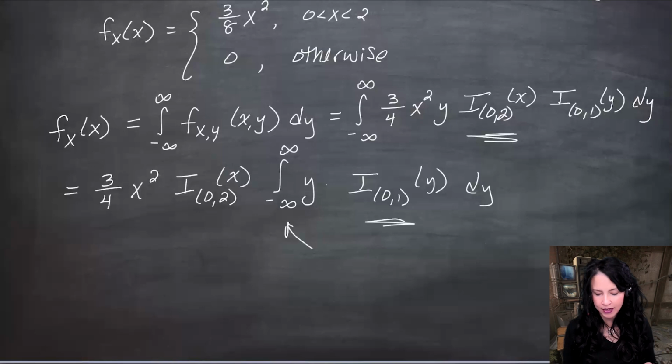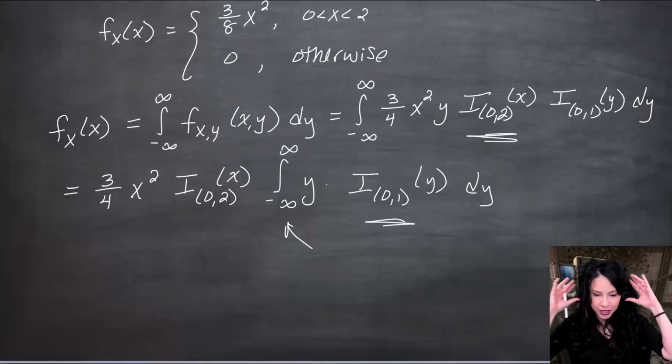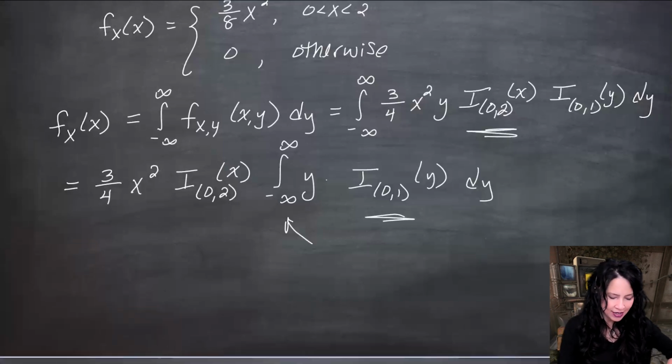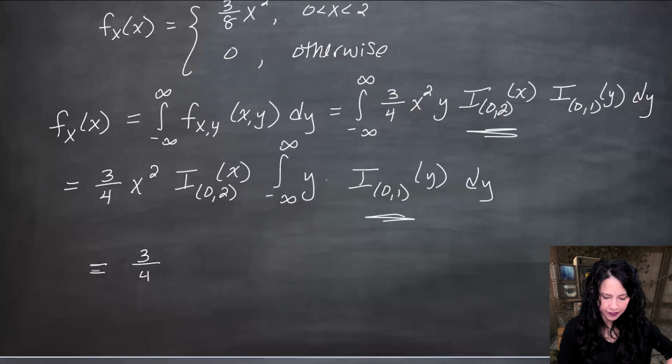I'm not going to write this as, what I could do is say, the integral from minus infinity up to 0 of y times 0, which goes away because it's 0. And then the integral from 0 to 1 of y times 1. And then the integral from 1 to infinity of y times 0, which goes away. But I think you get the point. The indicator is going to define the limits of integration that we should be using.